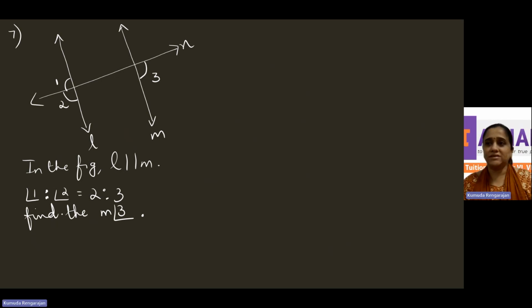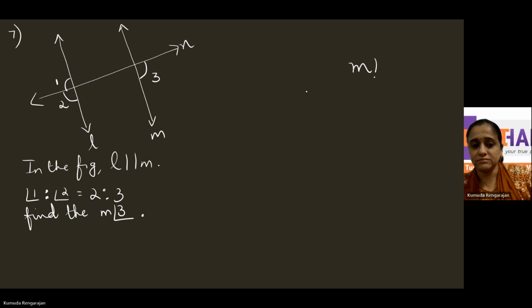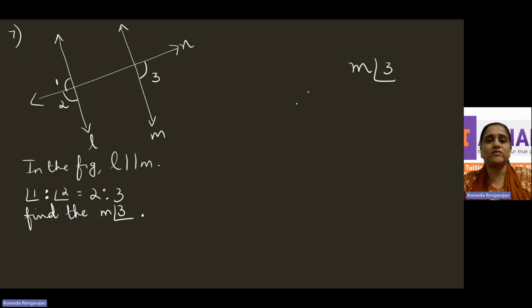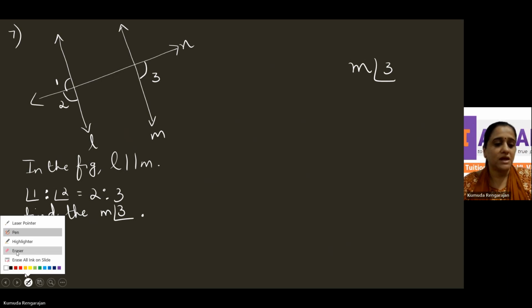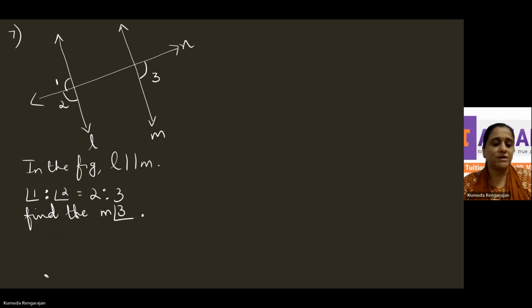All right. Now let me read the question for you. In the figure, L is parallel to M. Angle 1 is to angle 2 is equal to 2 is to 3. Find the measure of angle 3. That's how we read it. This is called the measure of angle 3. That means the value of that angle 3. Measure of angle 3 means find angle 3.